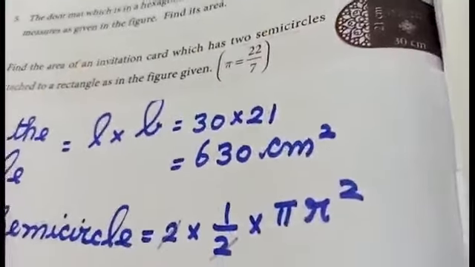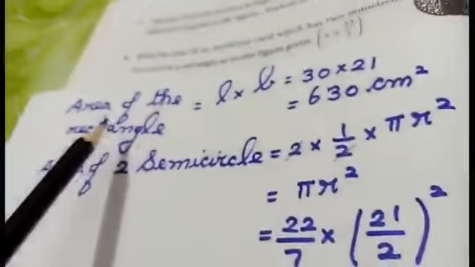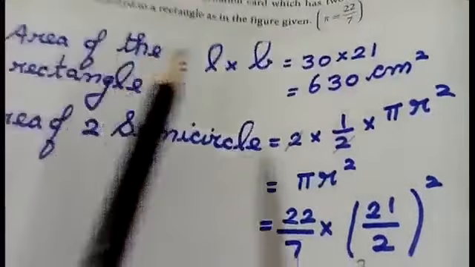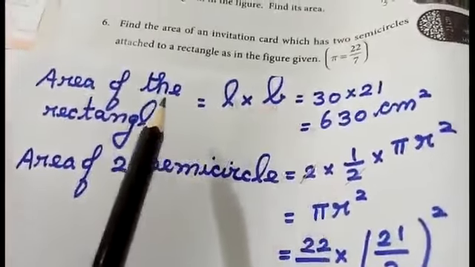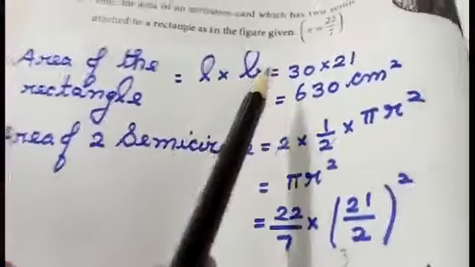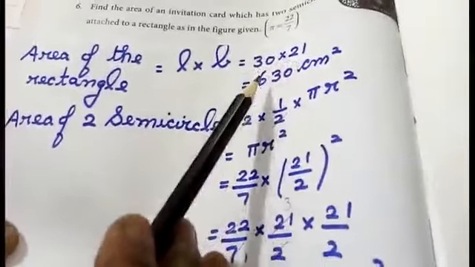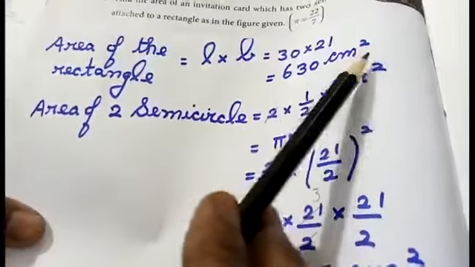Just see here, students, area of rectangle is equal to L into B. I am having only one rectangle here. That is 30 into 21, you will get the value as 630 centimeter square.